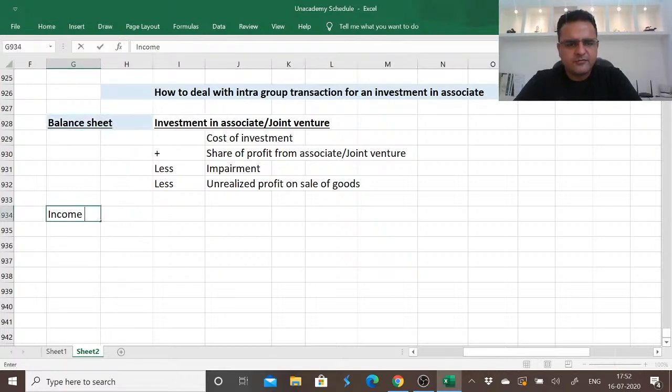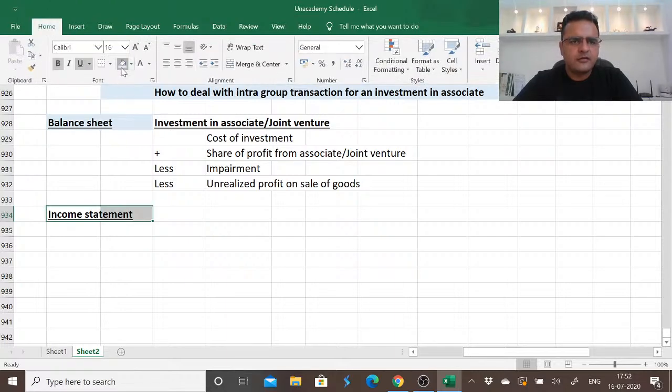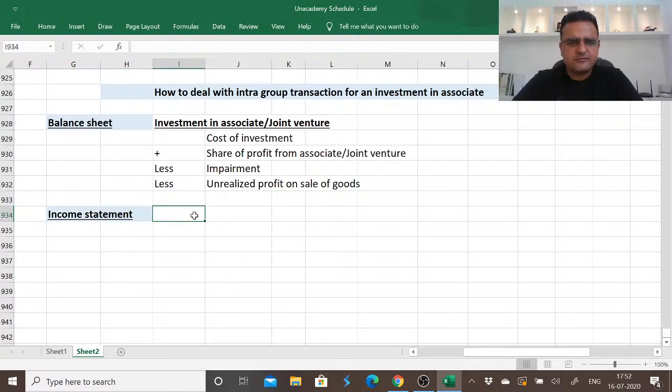In the income statement, it is presented in a single line: share of profit from associate or joint venture.